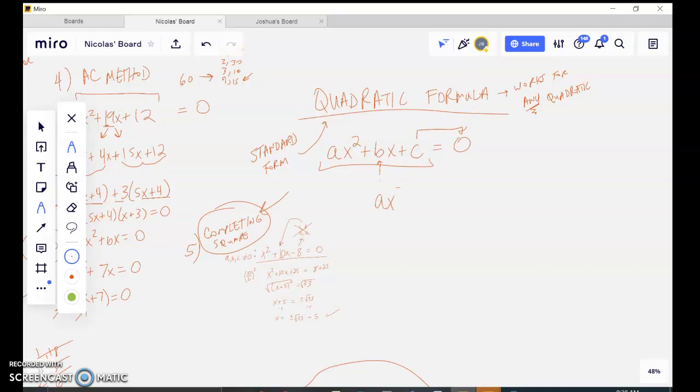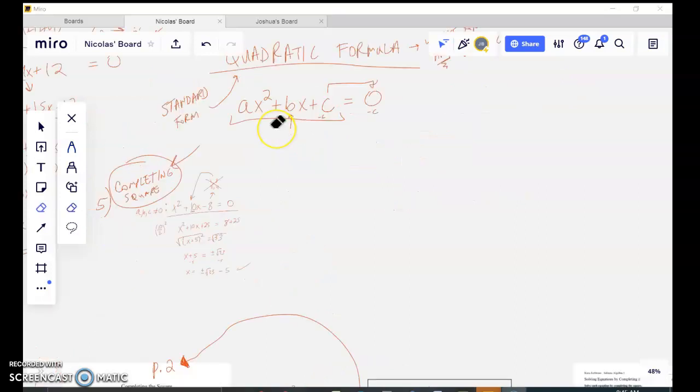So let's say we have ax squared plus bx plus c equals 0. Move that c over, minus c, minus c. Now that we've moved that over, we have ax squared plus bx equals negative c. What's our next step? Notice this x squared has something in front of it. We like x to be by itself. So what's our next step?